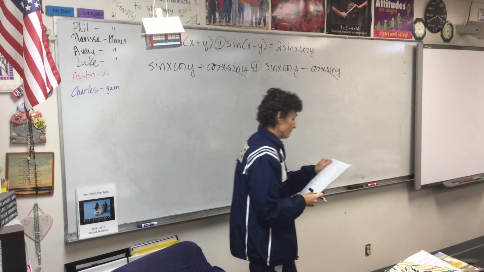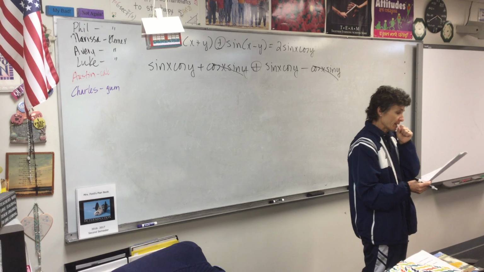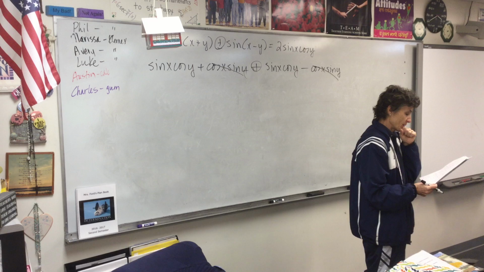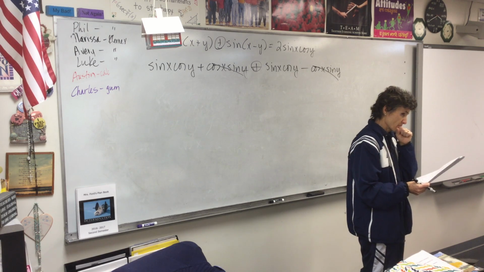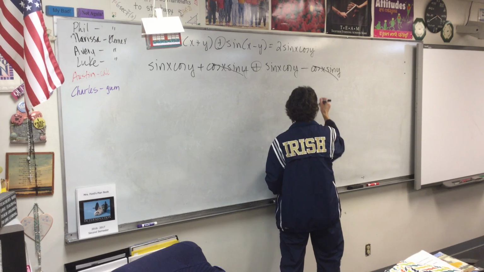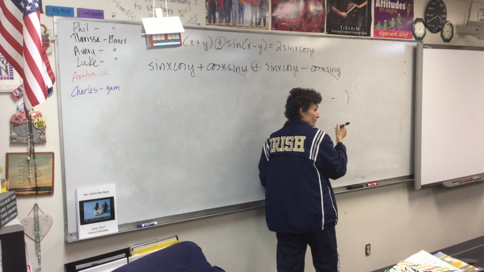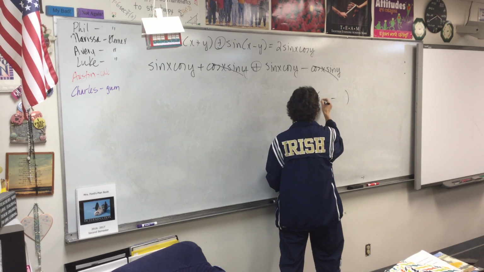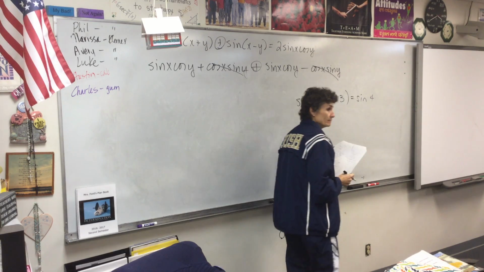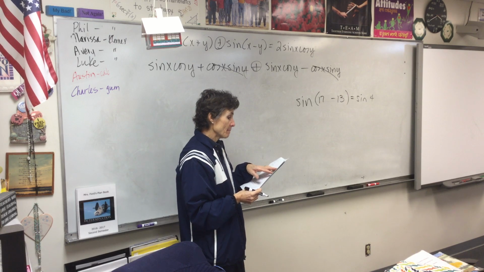All right, part 7. Simplify, okay? Recognize the formula. Sine cosine minus cosine sine. That's the sine of angle minus angle. Yeah. And the angles are 17 and 13, so this is the sine of 4. All right, how about the next one?